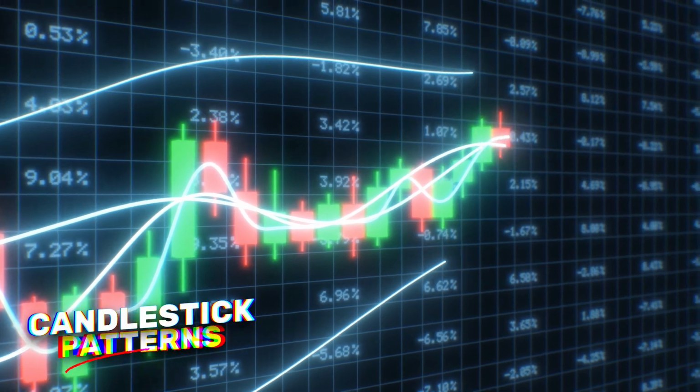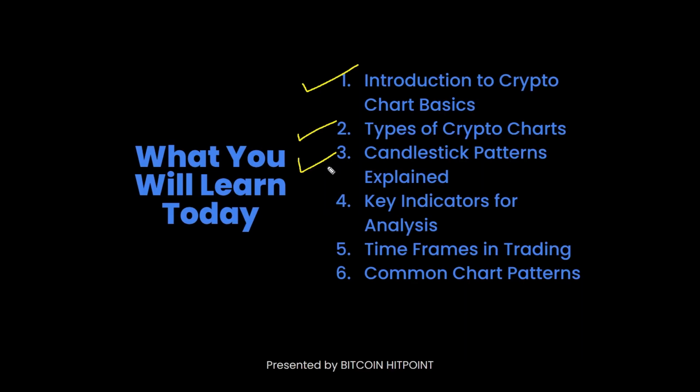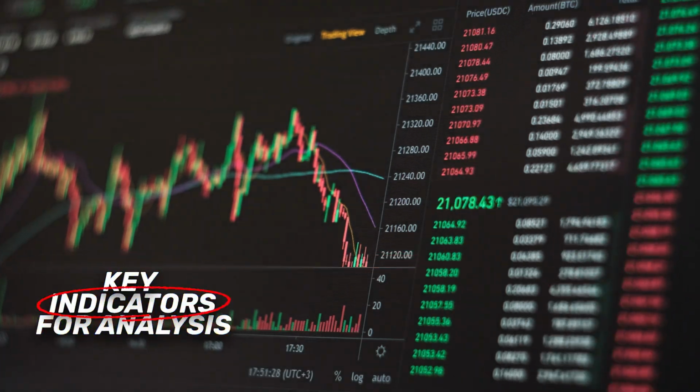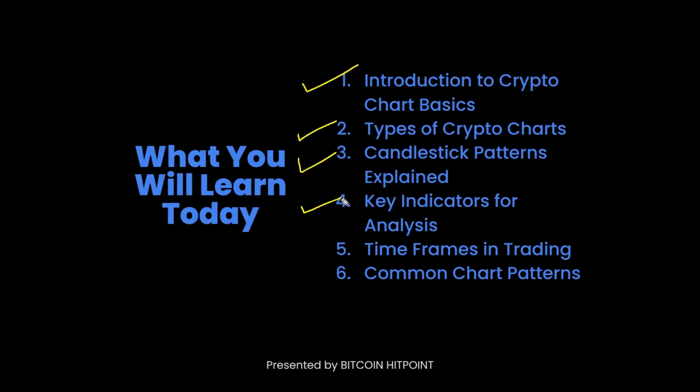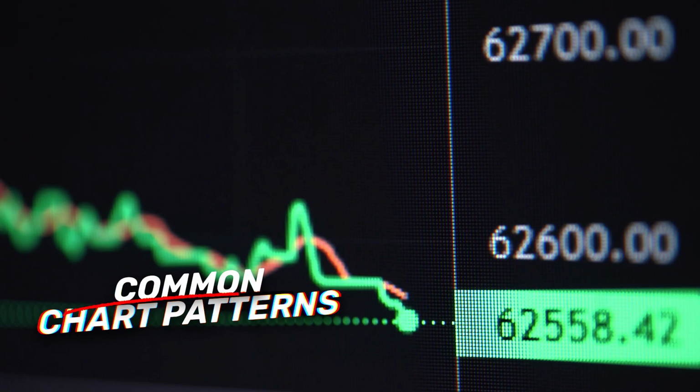Third is candlestick patterns. I'm very sure if you're a beginner, you have been hearing a lot about different types of patterns, and I'll help you to reduce that noise for yourself. Next would be what are some of the key indicators in the market which you can be using for your analysis and trading purposes. Next is time frames in trading. So there are various time frames, 5 minutes, 10 minutes, 15 minutes, and I'll help you understand the significance of these different time frames in trading. And last, it would be what are some of the most common chart patterns.